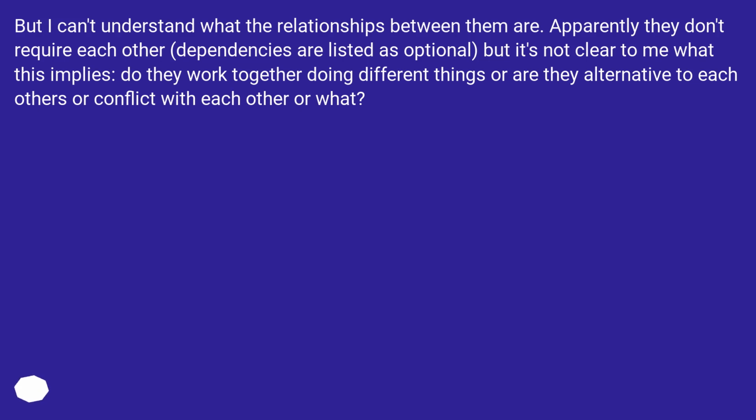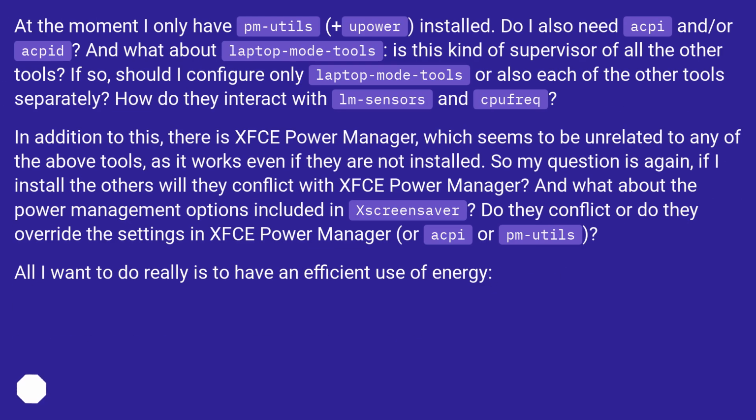Do they work together doing different things, or are they alternatives to each other, or conflict with each other, or what? At the moment I only have pm-utils, plus upower, installed. Do I also need acpi and/or acpid? And what about laptop mode tools?